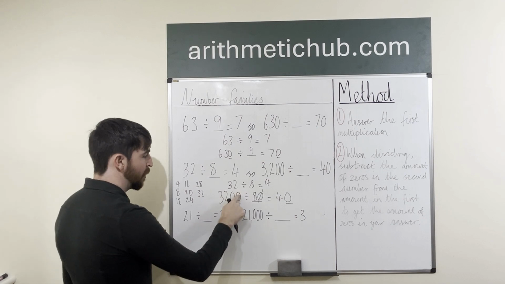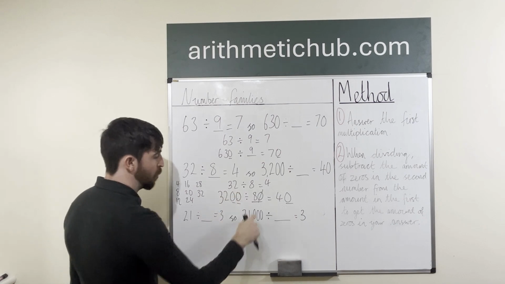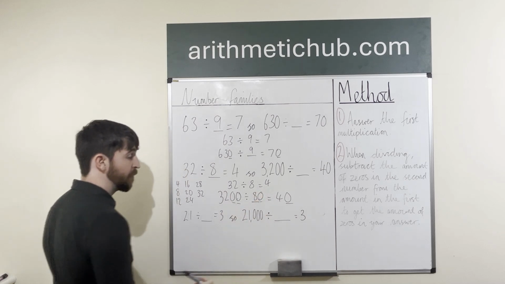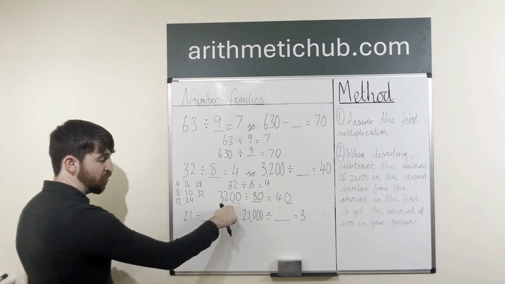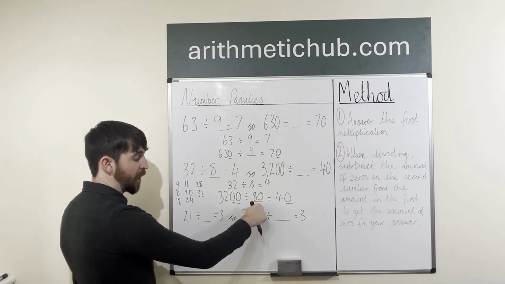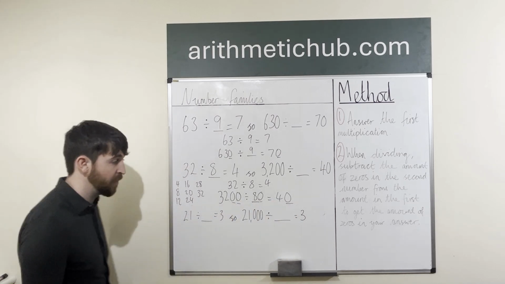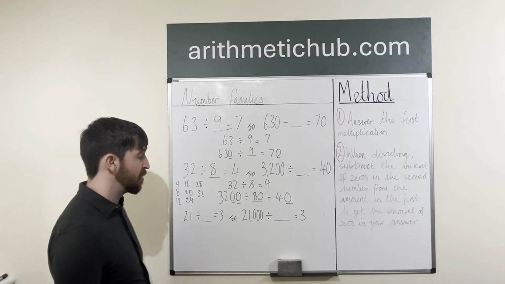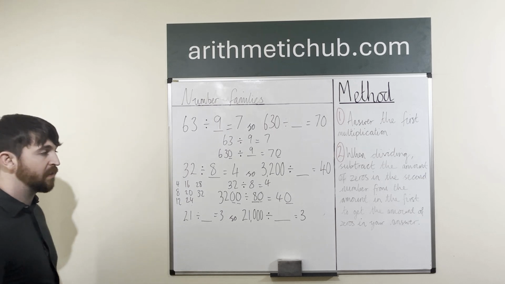Or 3,200 divided by 80 is going to give you 40. Okay? We've got 2 zeros on this side of the question, 1 zero on this side of the question. 2 zeros take away 1 zero, it's going to get us back to 1 zero. 32 divided by 8 is 4. 3,200 divided by 80 is going to give you 40.